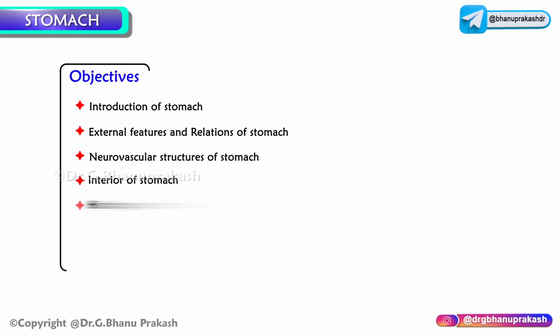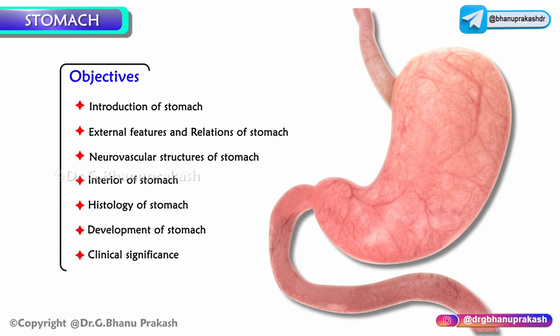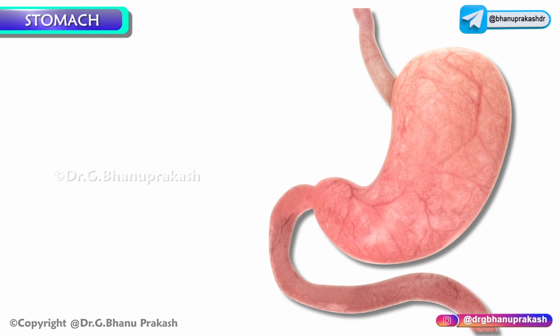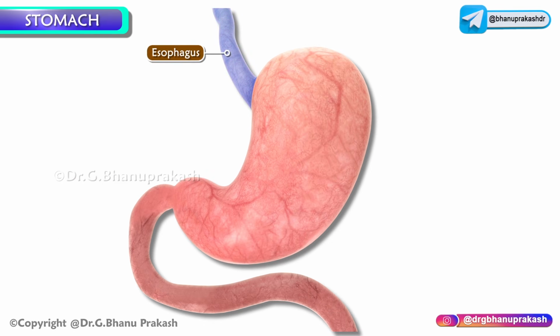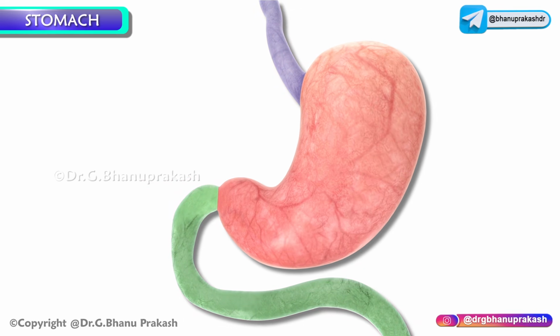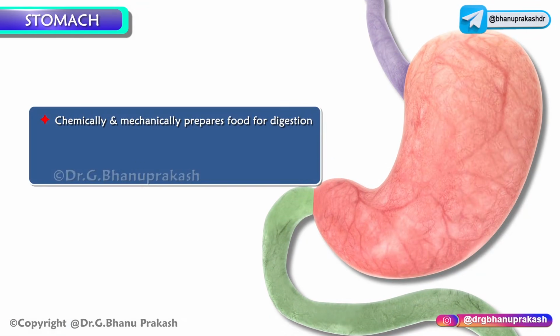Hi, the topic of discussion for today's module is the anatomy of the stomach as well as its clinical importance. So here, the stomach is the expanded part of the digestive tract and is located between the esophagus and the duodenum. Here the stomach is specialized for the accumulation of the ingested food, which it chemically and mechanically prepares for digestion and passage into the duodenum.